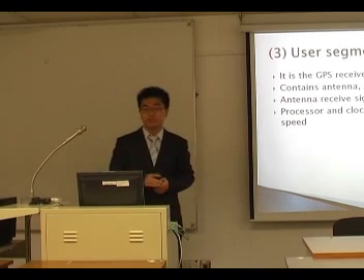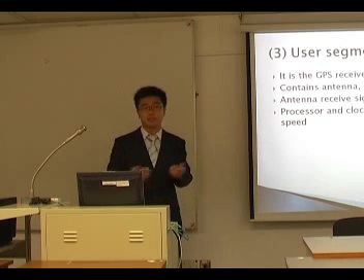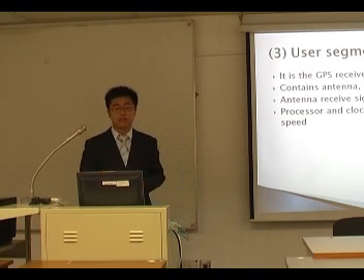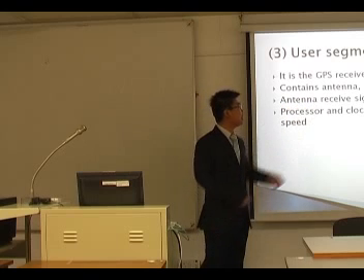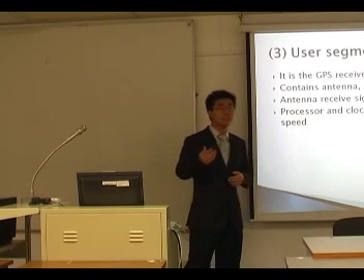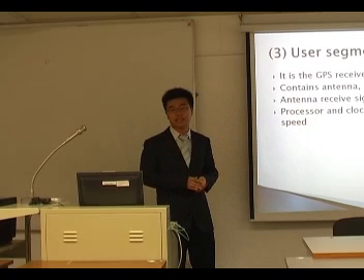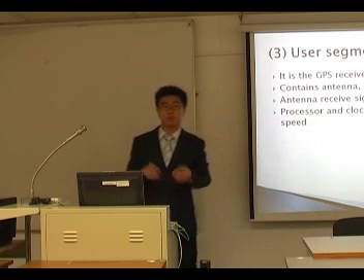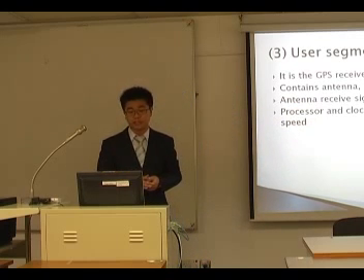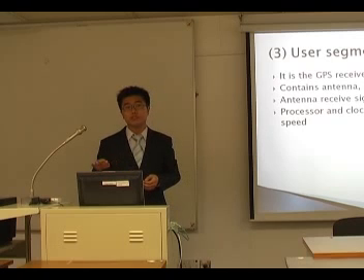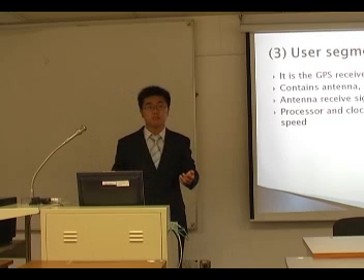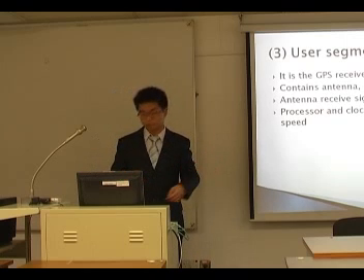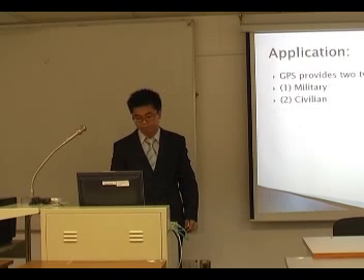The third part is the user segment. Actually, the user segment is your GPS receiver. A GPS receiver contains 3 parts: an antenna, a processor, and a clock. The antenna receives the signals sent from the satellites, and the processor and the clock do some calculation to work out your position and your moving speed on the Earth. Eventually, you can read your speed and your position on the screen of your telephone if it has a GPS receiver.